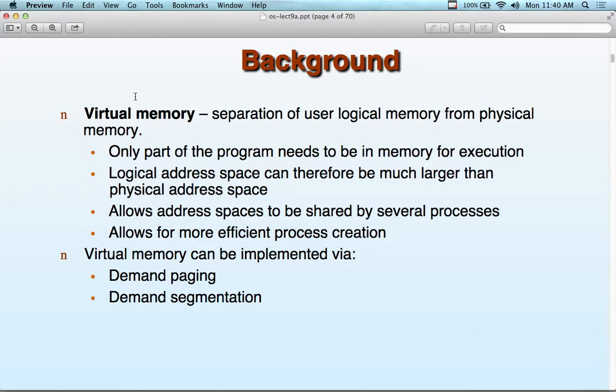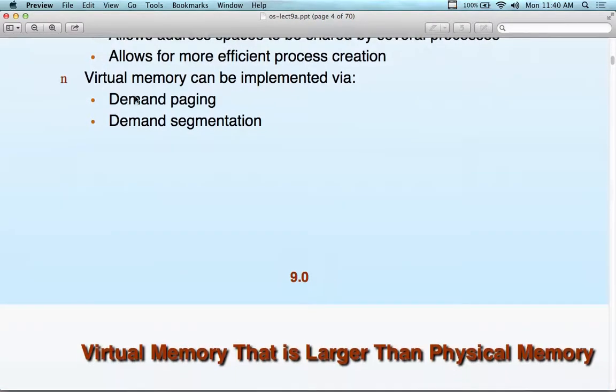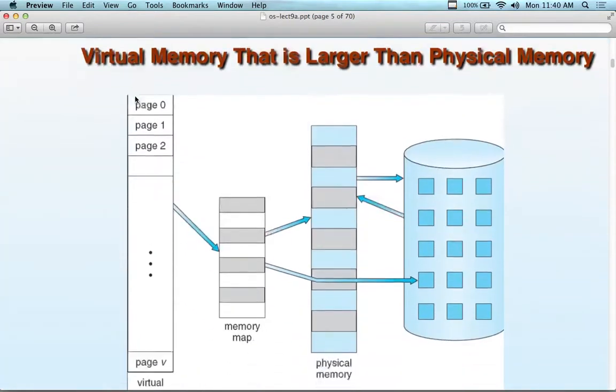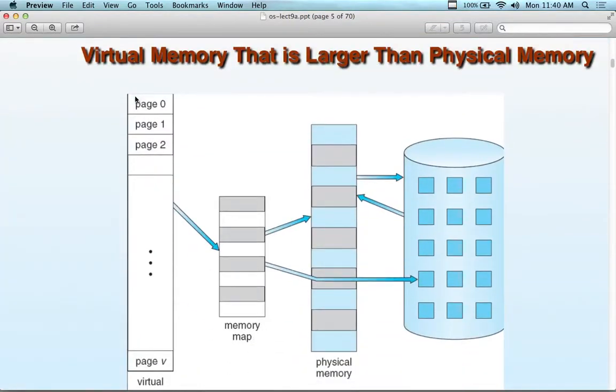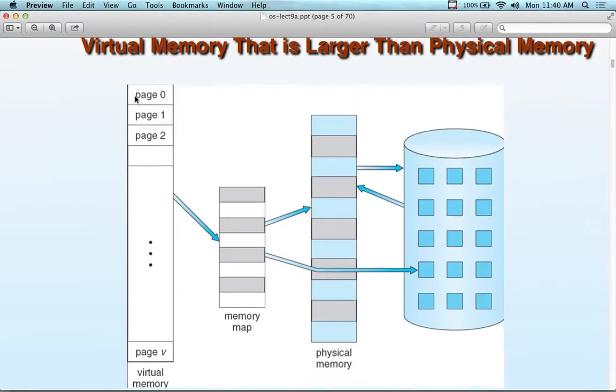Virtual memory can be implemented via demand paging and also demand segmentation. So demand segmentation means if we have that DLL library and we're using it, then load it up. If it's already there, don't load it, and then link to the segment. So it can use a segmentation concept. So here's the virtual memory that is much larger than the physical memory.